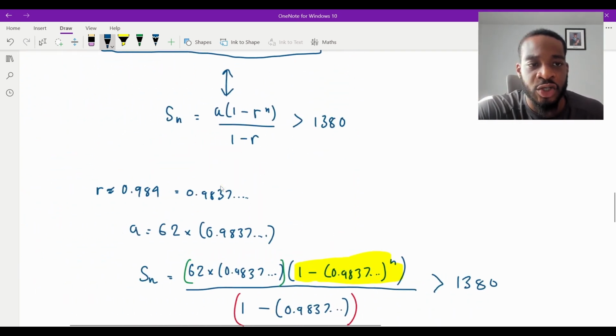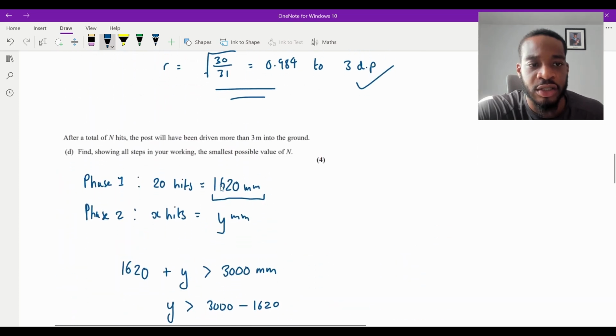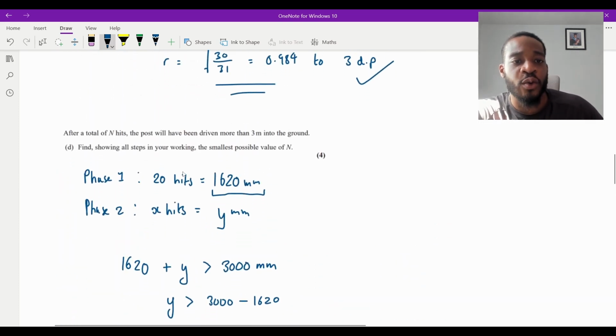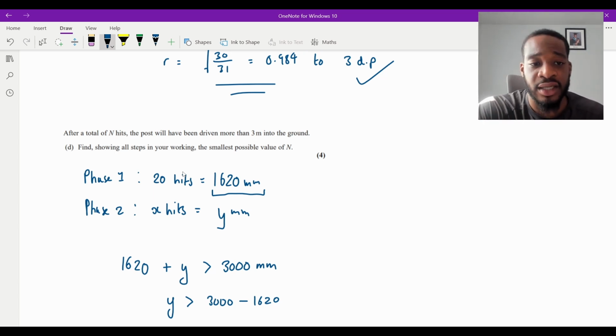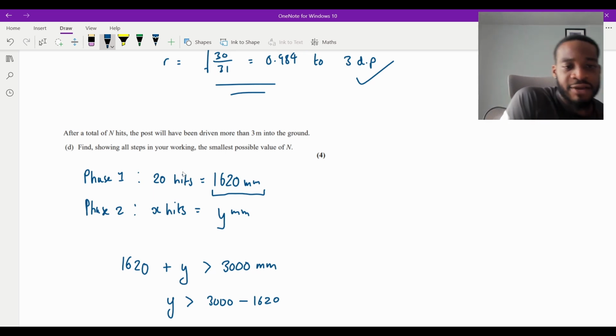So again, let's look at the question one more time. The question asked us, showing all steps, for the smallest possible value of n. Capital N is the total number of hits, which is made up of the total hits in phase 1 plus the total hits in phase 2.